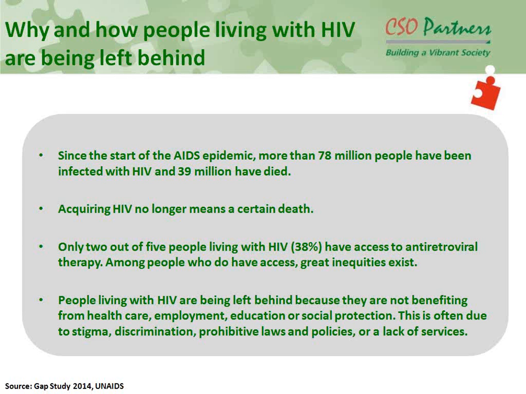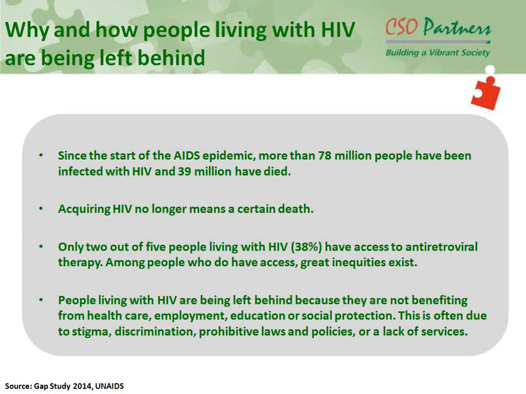So when we try to understand from that person's perspective, we have to see that it is not only their health problem; probably a much bigger problem is the stigma and discrimination. Since the start of the AIDS epidemic, more than 78 million people have been infected with HIV and 30 million have died. Acquiring HIV no longer means certain death. Once a person is infected, we now have a lot of good treatment, so it is not that the person will immediately die, or die at all from HIV/AIDS.